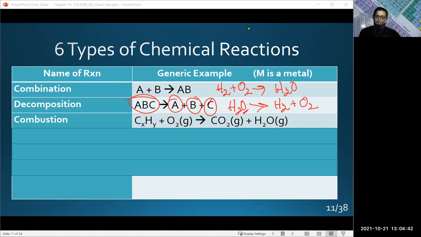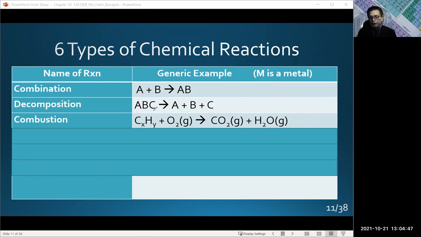Combustion reaction. Notice that we have a compound of some sort, which is made up of nothing but carbon and hydrogen. We call these hydrocarbons. Gasoline is a good example. Any fuel, any hydrocarbon, is made up of nothing but carbon and hydrogen, hence the term hydrocarbons. For Chem 130, we're going to deal with the combustion of simply hydrocarbons. That's it.